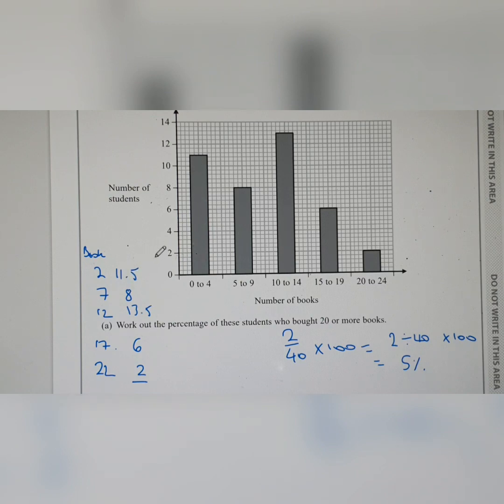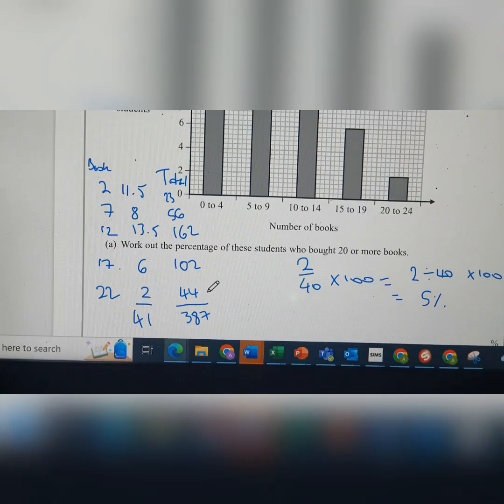So then I'm going to do a total of that, so total by multiplying these numbers across. So I'm going to multiply 2 by 11.5, 7 times 8, 12 times 13.5, 17 times 6, and so on. Write the numbers here. And then this total, I'm going to divide it by how many people were actually surveyed.